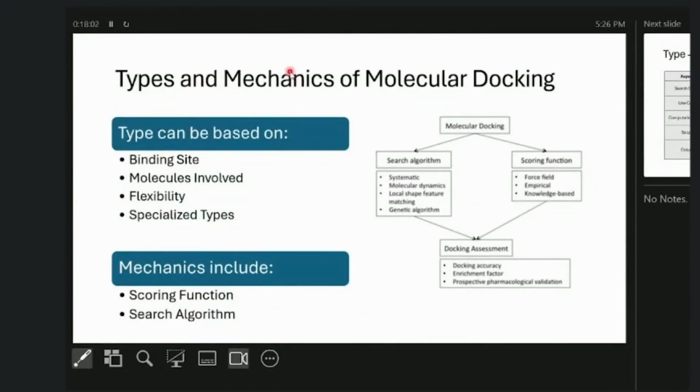Okay, looking at the types and mechanics of molecular docking, we can classify molecular docking based on, for example, the binding site.